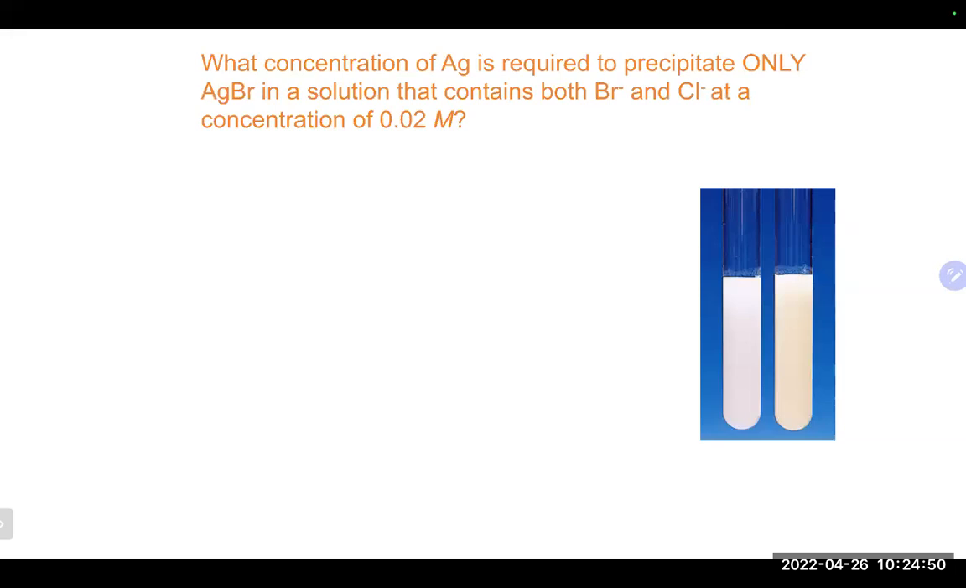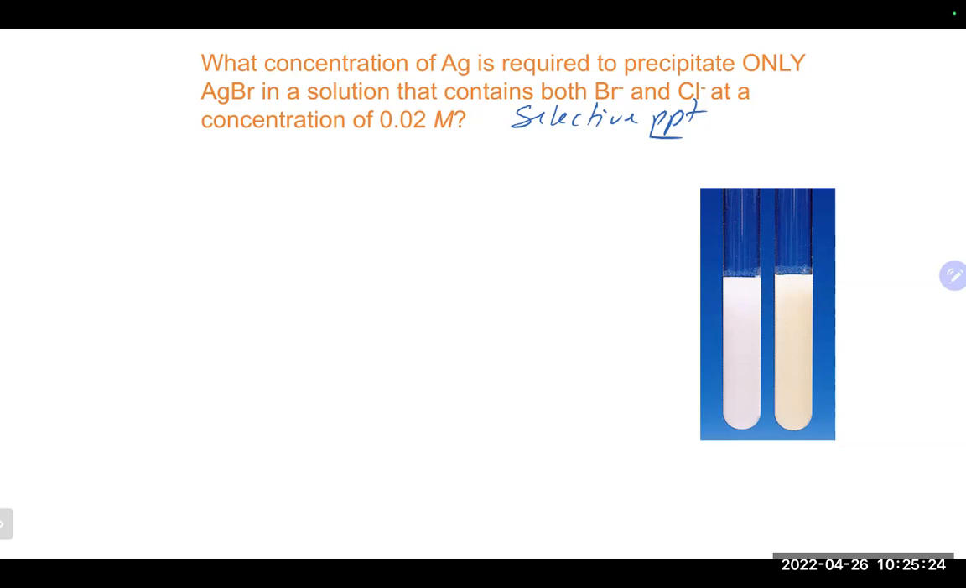Another really important practical application of Ksp is what is sometimes referred to as selective precipitation. And selective precipitation is pretty much the basis of those experiments I've been talking about here. When you have multiple ions in solution, you may not want to precipitate out both of them together. You may want to precipitate out one at a time so that you can know which one's coming out at which time.